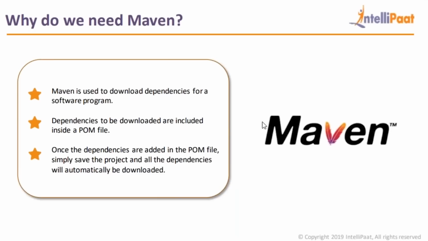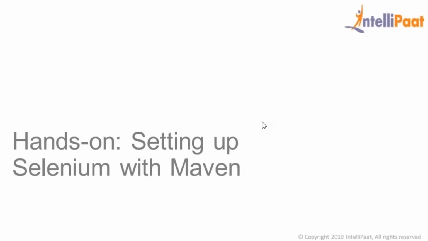Okay, so some more information about Maven: it downloads dependencies for a software program. Whatever dependencies you have to include in a program, you will mention in the pom.xml file. Once you have added the dependency in the pom.xml file, you just have to save the project and all your dependencies will be downloaded. All right, now that is all the information you need about Maven, guys, to get started with the hands-on. I think whatever information I've given you is enough for you to now get started with how to create a Selenium project, or how to get started creating your own test cases.